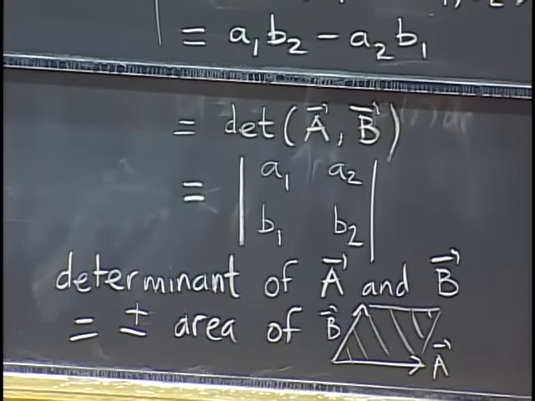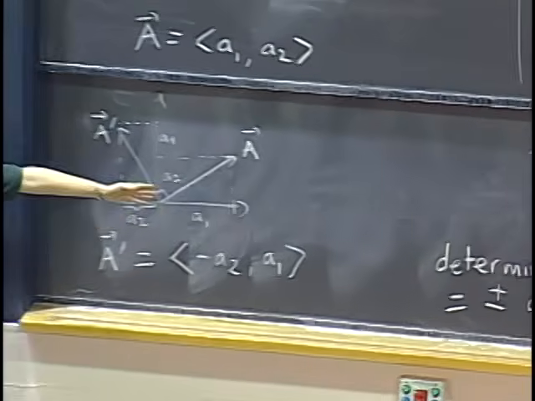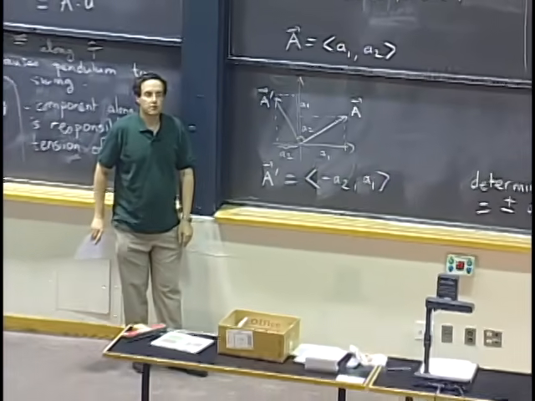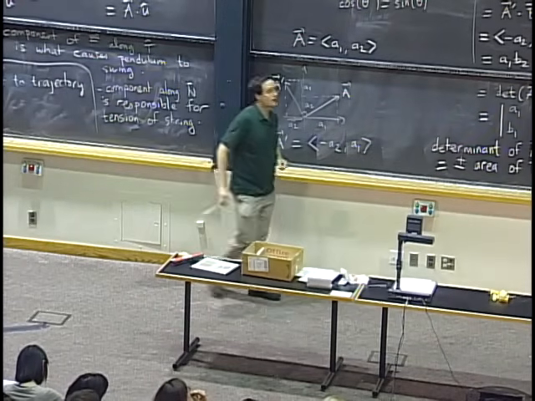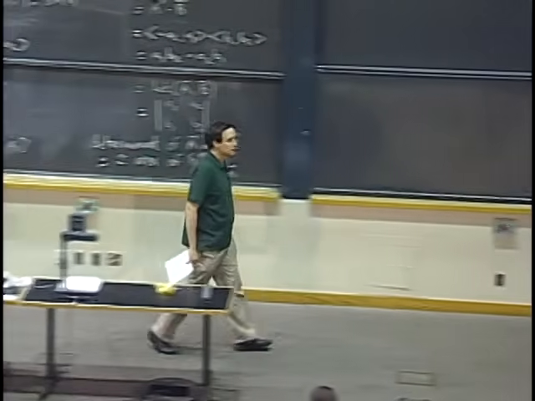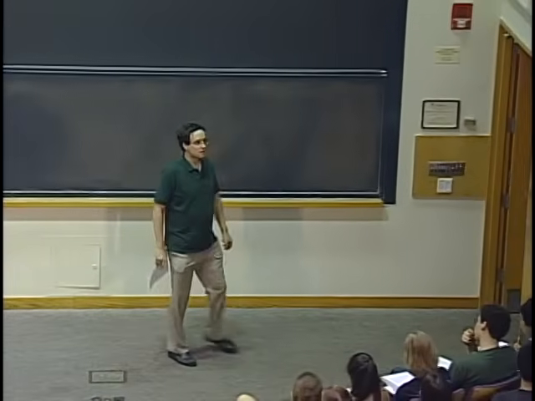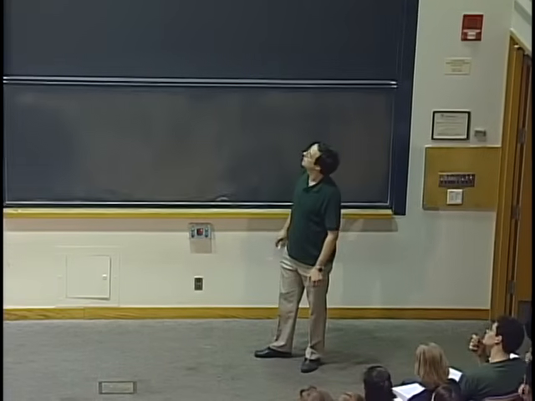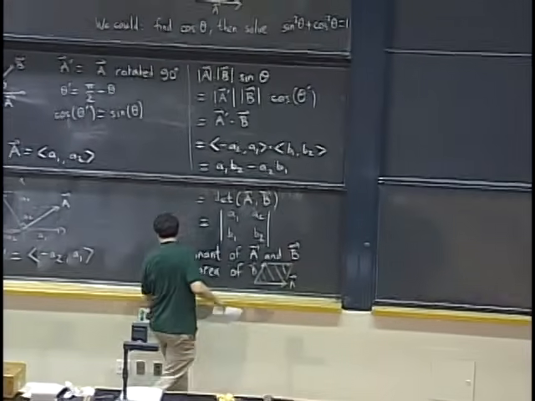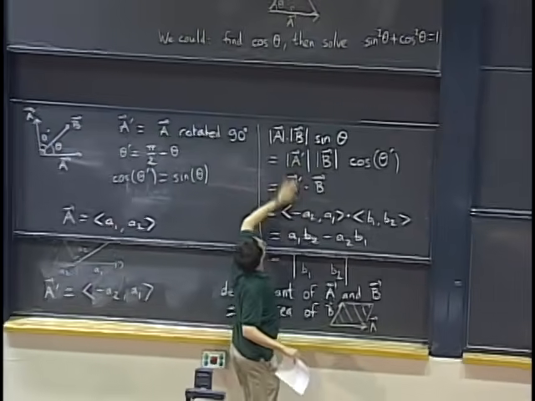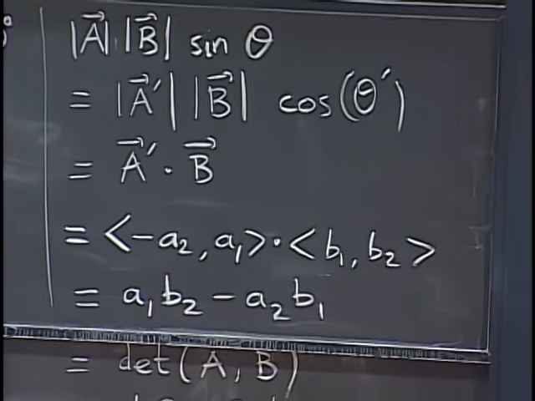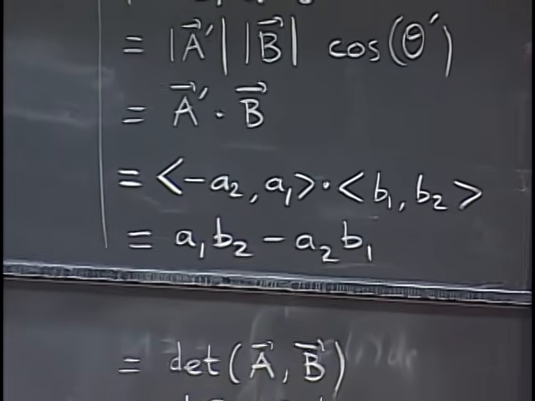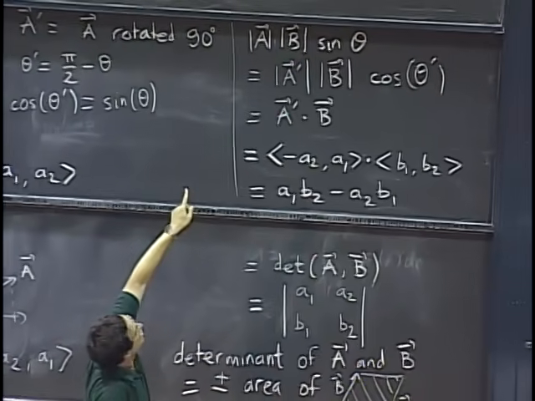Okay. Any questions about this? Yes? You're discussing dot product of A, B, sine theta. What exactly is that equal to? Oh, sorry, that's not a dot product. That's a usual multiplication. Okay? That's length A times length B times sine theta. And so that's equal to the area of a parallelogram.